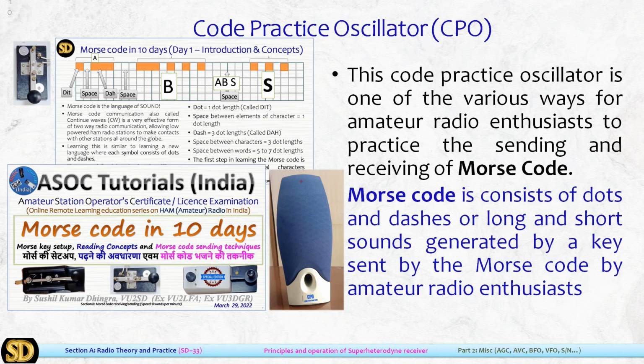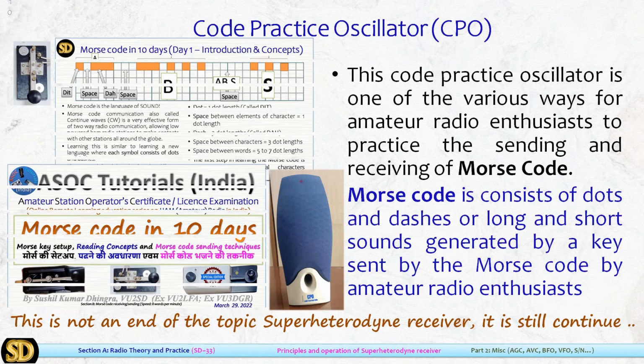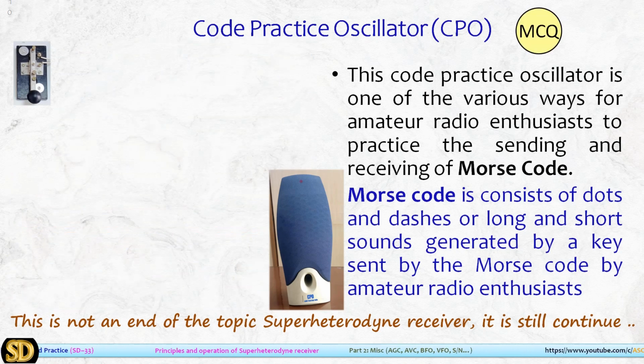Morse code consists of dots and dashes, or I can say long and short sounds or spaces. This was already explained in previous sessions, so go through that one. And here I want to tell you, this is not the end of the topic superheterodyne receiver. I will continue, but this is the time for multiple-choice questions. So get ready for multiple-choice questions. Give me the answer. You have very limited time here, so please be fast, and wherever needed you can pause the video. Control is in your hand.